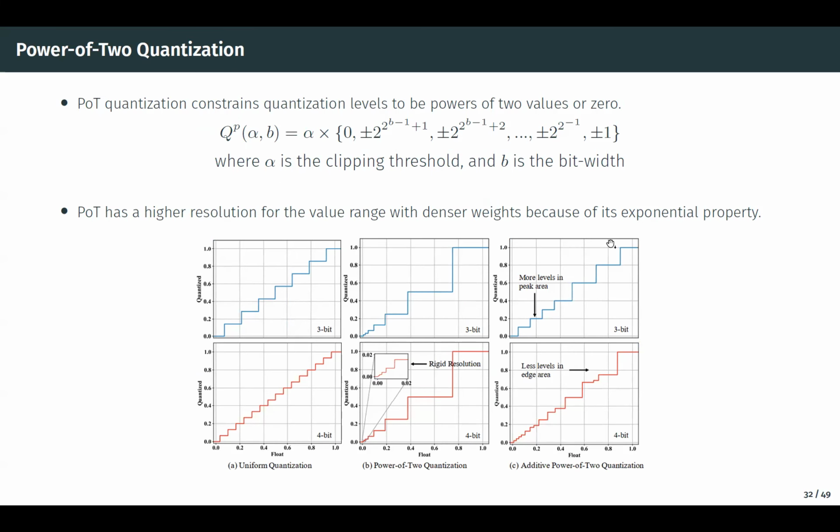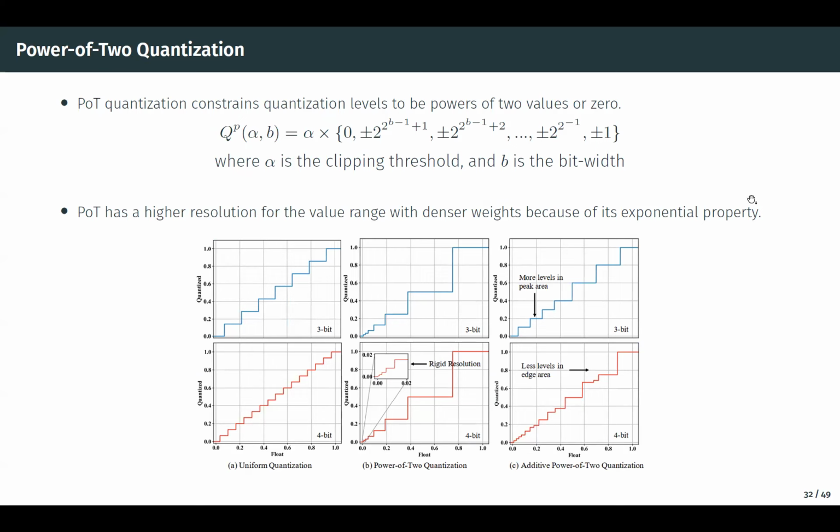There are also other proposed techniques around non-uniform quantization. One of them is powers of 2 quantization. Basically, you have these values represented using powers of 2. So you limit your scaling factor to powers of 2. So you have a value multiplied by any power of 2. So this is one technique.